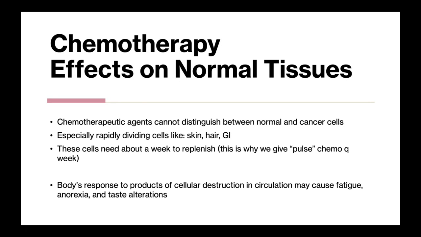Typically, the hair, skin, and GI cells need about a week to replenish. So what they do is they give pulse chemo, meaning they give chemo once, then wait a week and give chemo again. They never give a whole dose and then just walk away, right? It's always a treatment over time. That's not the only reason they do that, but that's part of the reason.